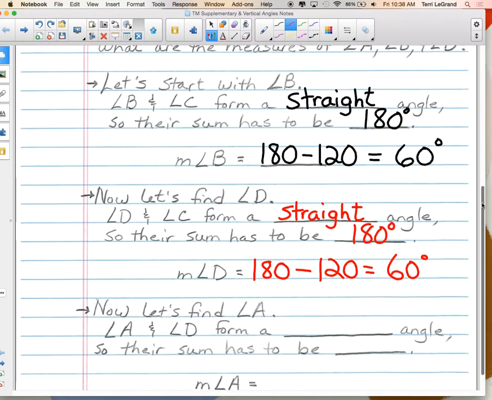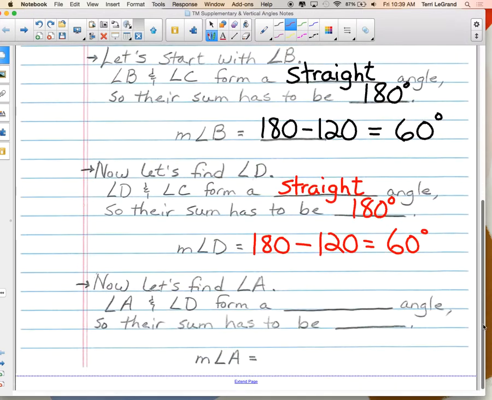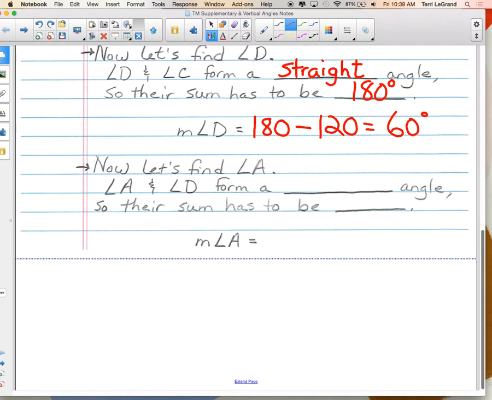So now we can go up in our drawing and say, guess what? We now know how much angle D measures also. It is 60 degrees. We only have one left. That's A. So now, let's find A.